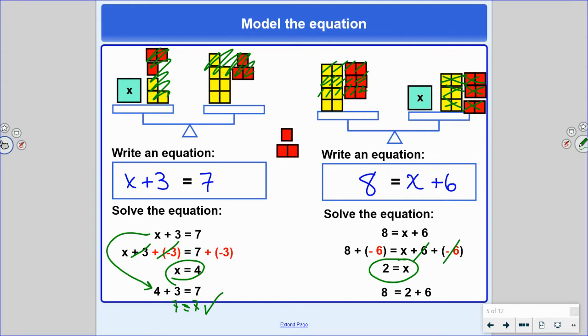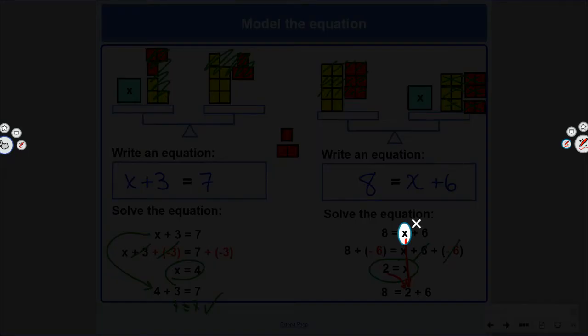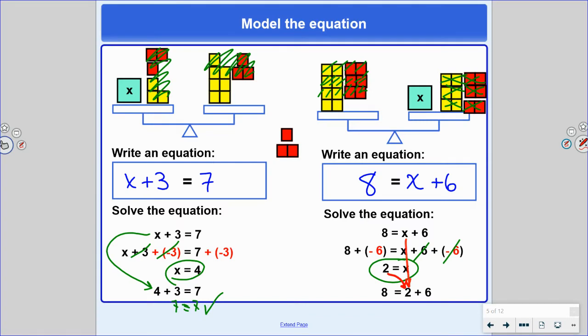But we're going to check it. We're going to take our original equation, we're going to substitute in the 2. And in this case, that appears to be a true statement. 8 is equal to 8.